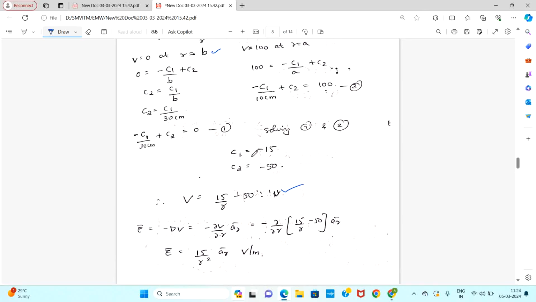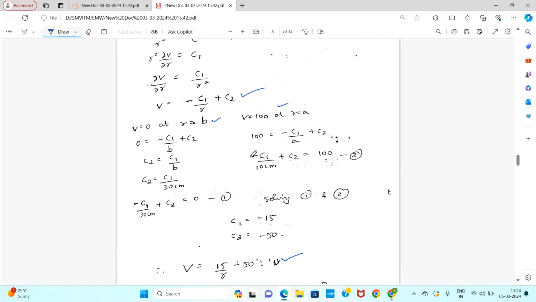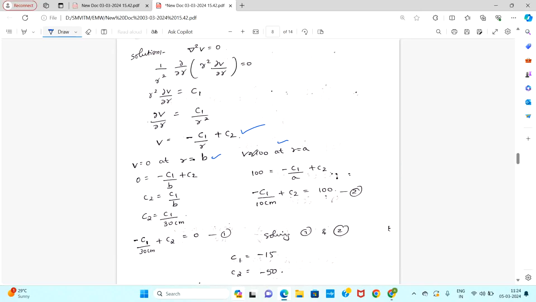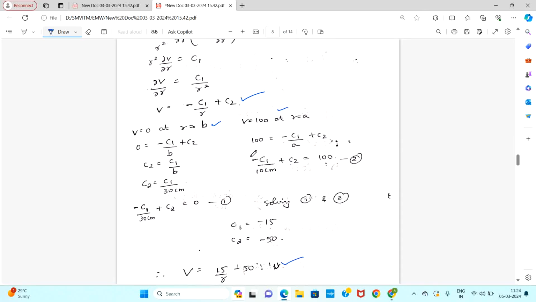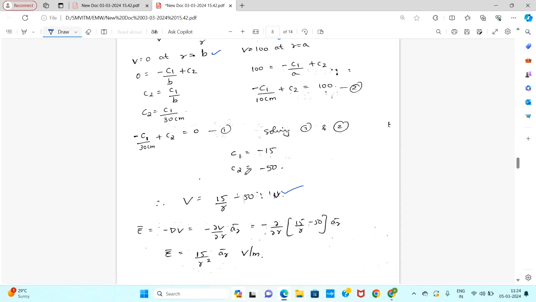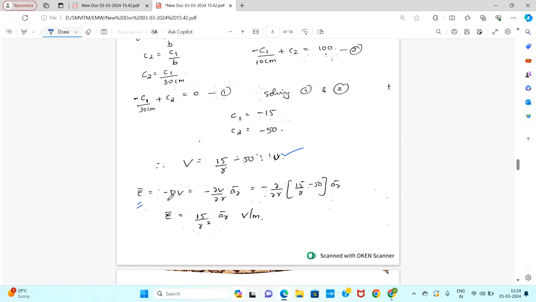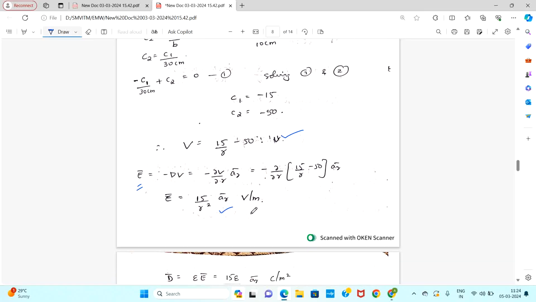You can just pause the video and check the steps. Okay, you can check and solve it yourself and see if you're getting the same answer. Right? And once potential is done, you can find E, which is minus del V, so minus dou V by dou R in the a_R direction. This is only the R component of the gradient equation in the spherical system. So by solving this equation, you will get the E value. So V is done, E is done.